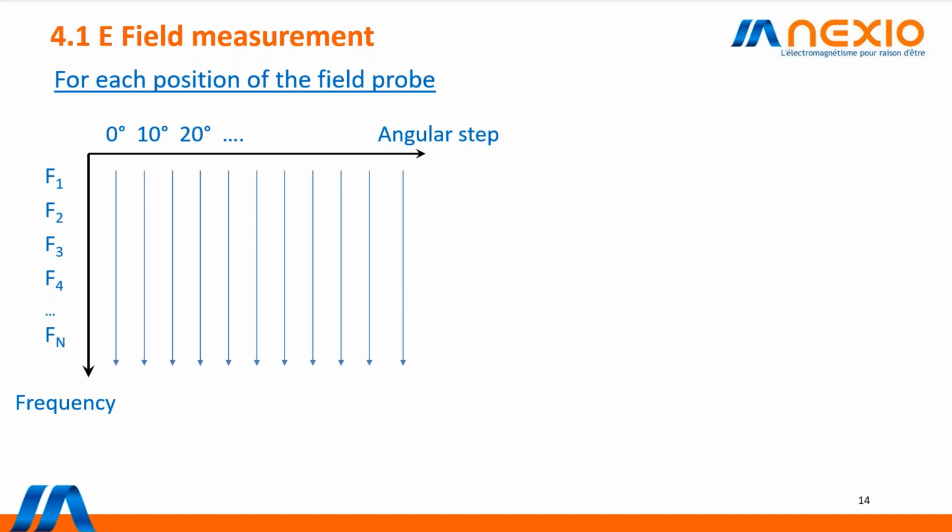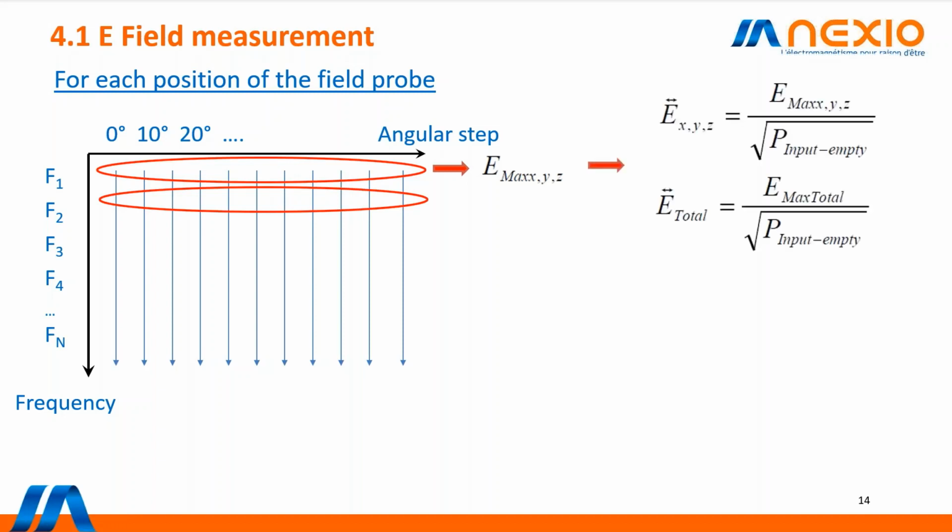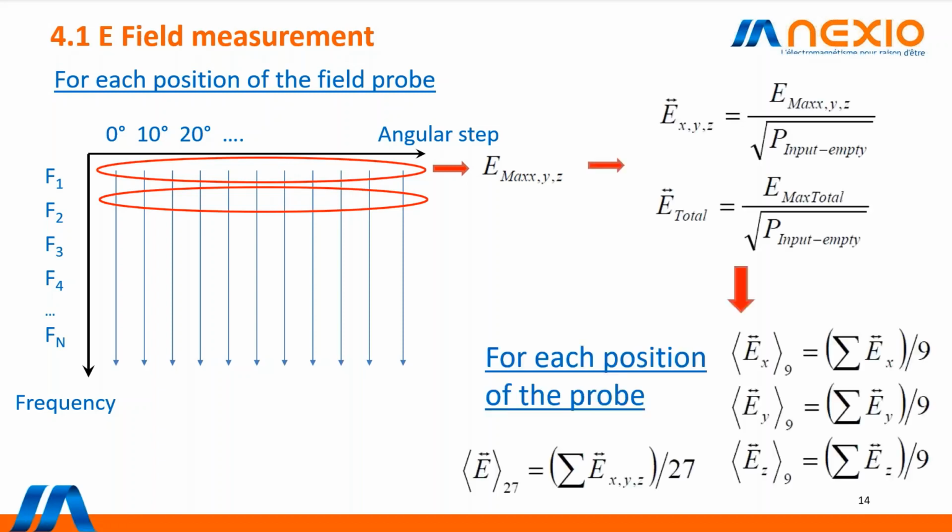So for each position of the field probe, we'll measure the field for each angle and each frequency. So we'll perform 2 sweeps, angular and frequency. The frequency is faster to change than the angle, so we perform a frequency sweep for each angle. And then at the end of measurement, we'll have a table, frequency and angle. The standard asks to find the maximum for the field x, y, z, over one complete rotation for each frequency. This value is normalized, divided by the square root of the input power. When we have performed 8 or 9 positions of the field probe, we could calculate the average.